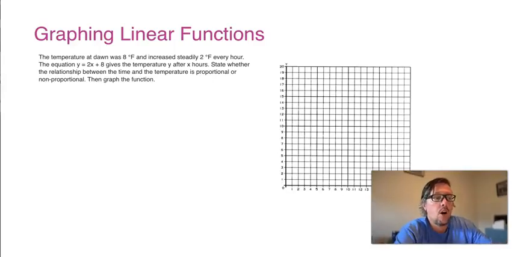The temperature at dawn was 8 degrees Fahrenheit and increased steadily 2 degrees Fahrenheit for every hour. The equation y equals 2x plus 8 gives the temperature y after x hours. State whether the relationship between time and the temperature is proportional or non-proportional, then graph the function.